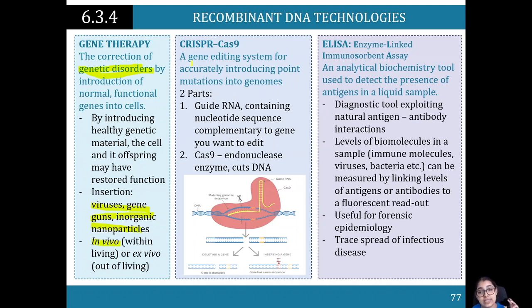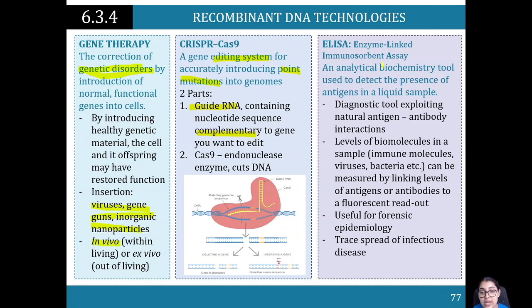CRISPR-Cas9 is a technology that edits the genome, accurately introducing point mutations. So we introduce point mutations to fix something in the genome. It has two parts: the guide RNA, which contains the nucleotide sequence, and the Cas9. The guide RNA is going to contain the complementary sequence that we want to edit, and the Cas9 is an endonuclease. It's going to cut the DNA so that the guide RNA can get in there and fix it up.